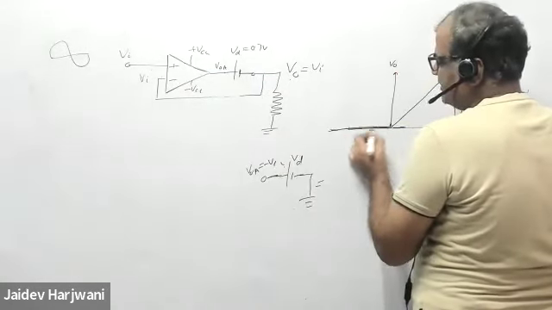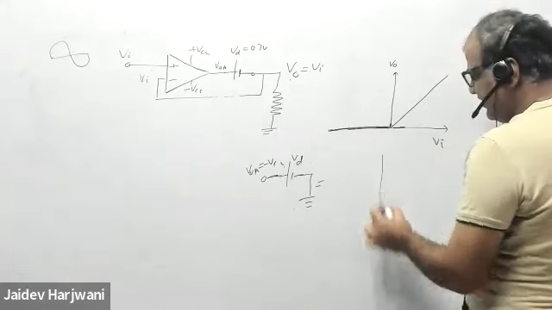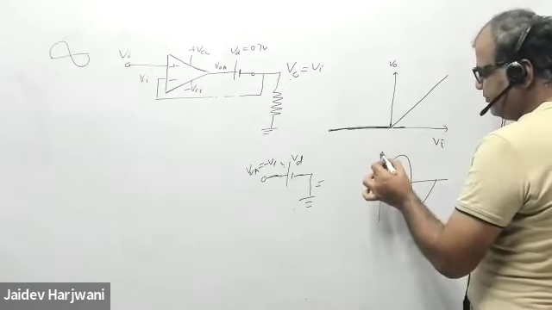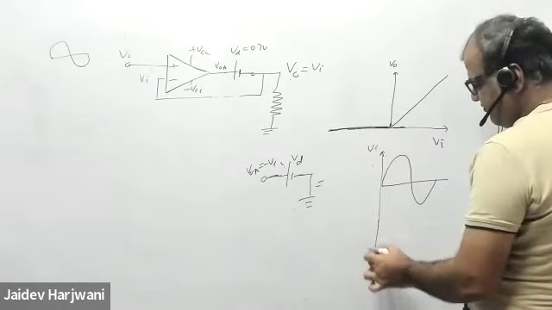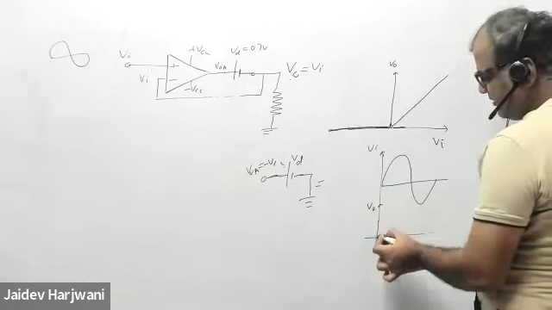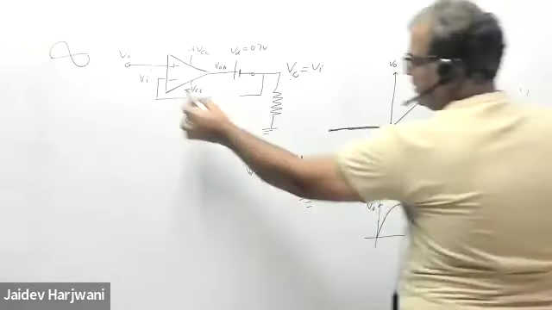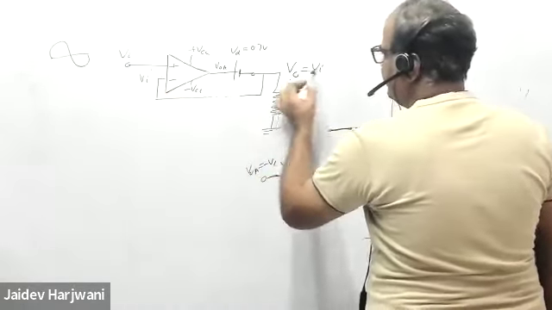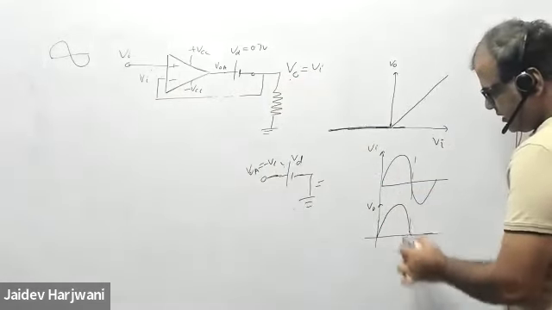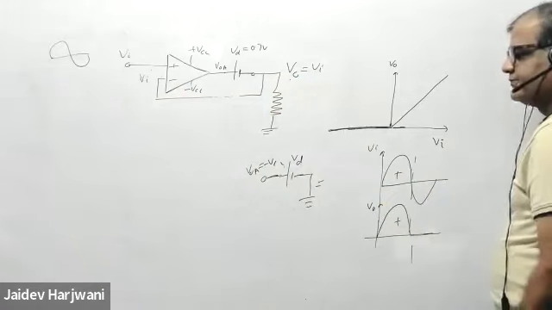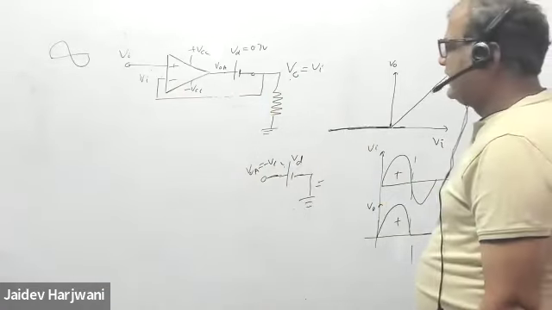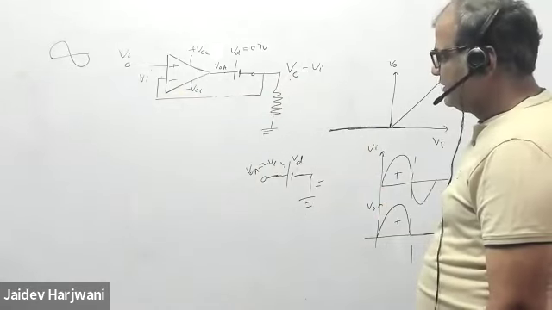That is rectification, na? If I apply a sine wave, if my V input is a sine wave, my V output will come like this: this part will come as it is, because this is directly connected to V naught, and the negative part I will not get. Only the positive part. So this is the rectification for small signals.